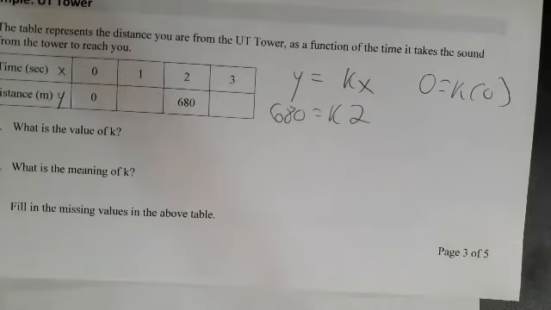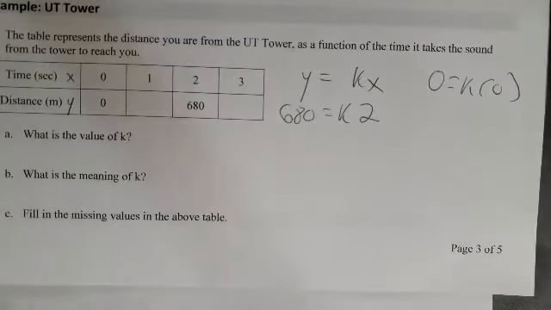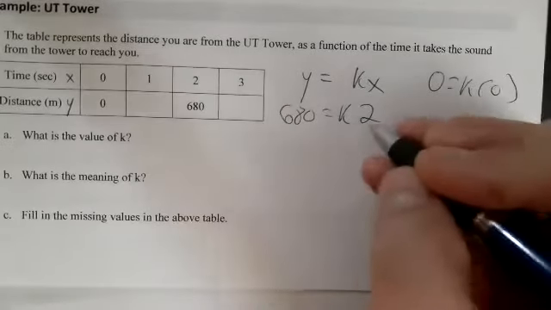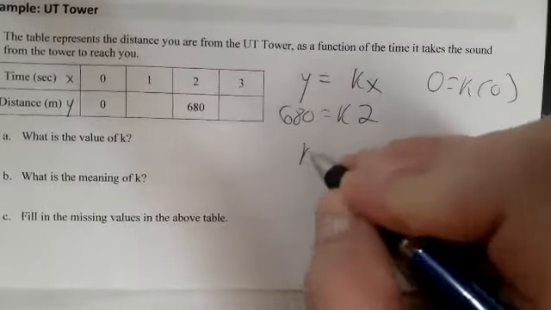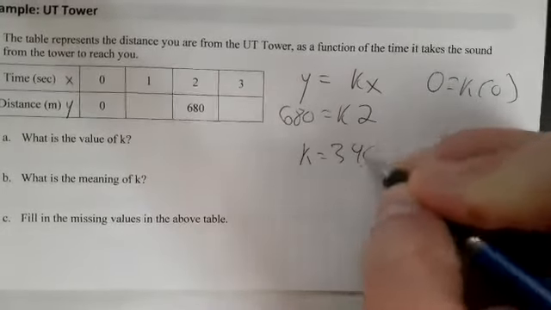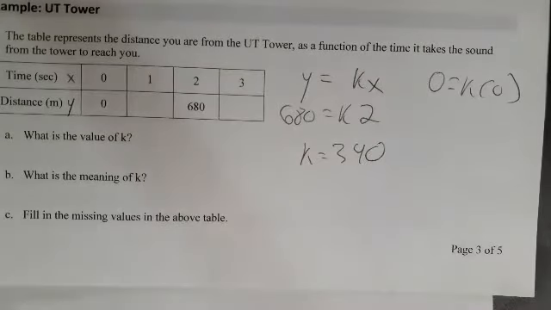So almost always when we give you a sort of directly proportional problem, almost always the first thing you're going to do is solve for that constant of proportionality. So if we're looking at this, my k value is 680 divided by 2. So my k value should be 340. So what is the value of k? The value of k is 340. What is the meaning of k?